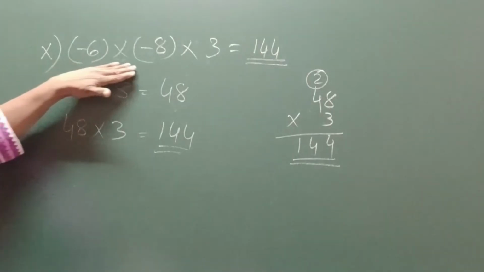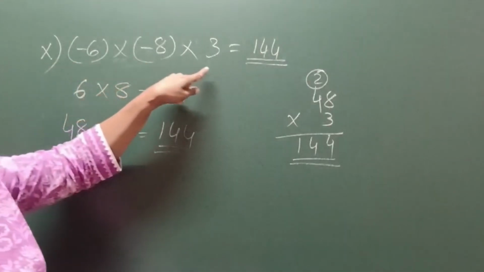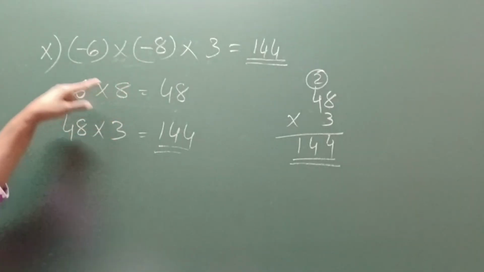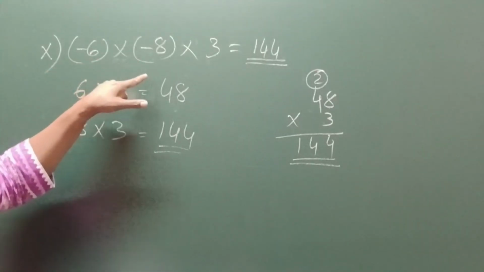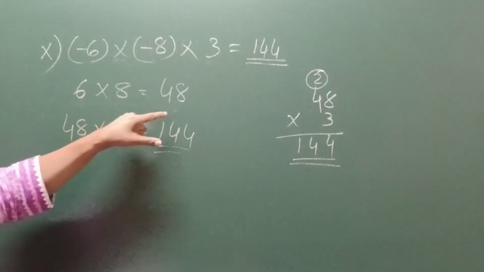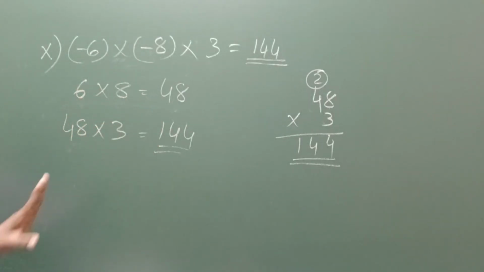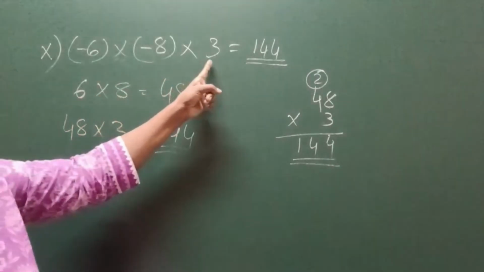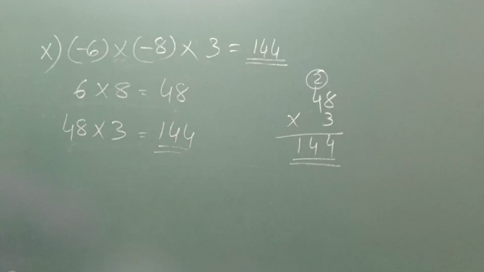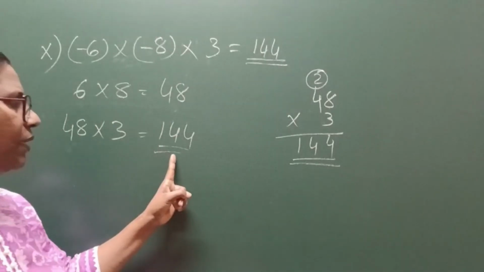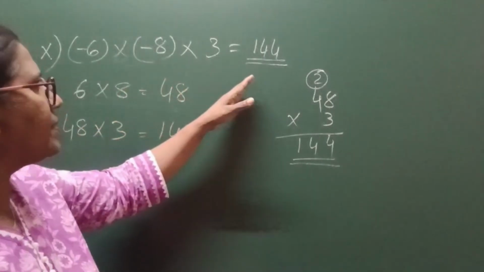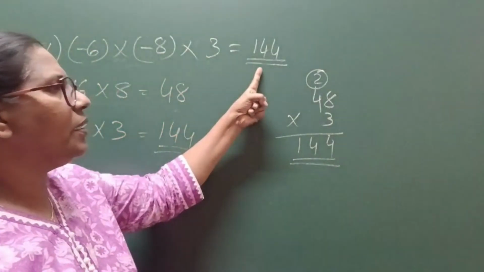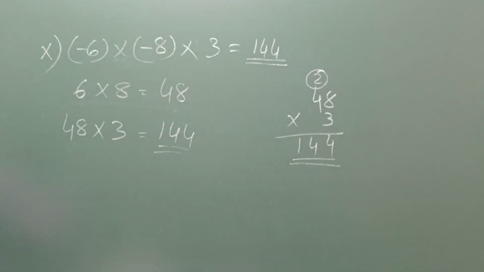Once again, here there are two negative integers and one positive integer. Minus into minus is equal to plus. That is how this minus 6 into minus 8 we got the product 48, which is a positive integer. After getting that 48, we have to multiply by this 3, which is a positive integer. 48 into 3 is equal to 144. Our final answer is minus 6 into minus 8 into 3 is equal to 144, which is a positive integer.